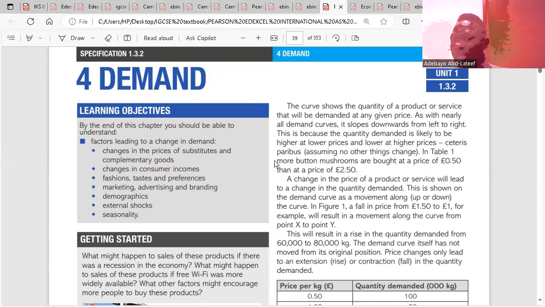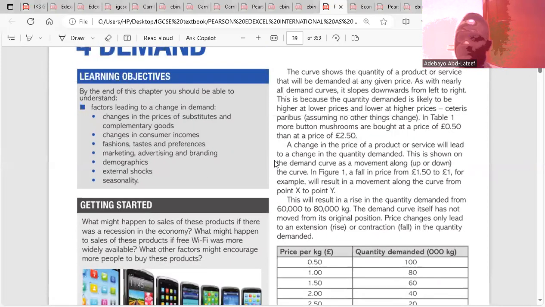As with nearly all demand curves, it slopes downwards from left to right. This is because the quantity demanded is likely to be higher at lower prices and lower at higher prices, ceteris paribus, assuming no other things change and all things being equal. So the demand curve is downward sloping. Why? Because as soon as price falls, the quantity demanded increases. And if price increases, the quantity demanded falls. So there is always an inverse relationship between demand and price.